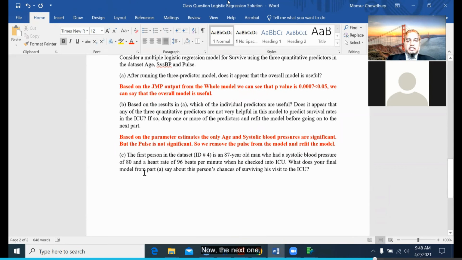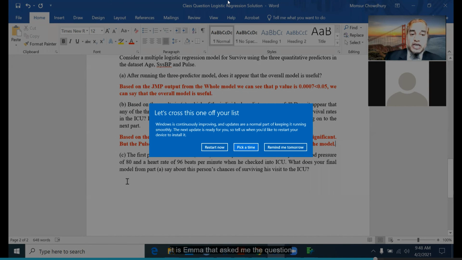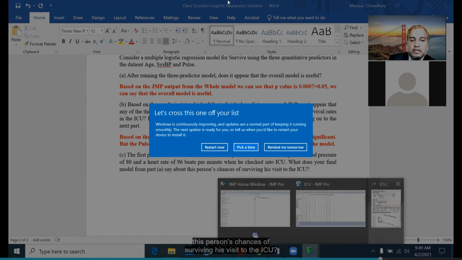Now the next one is the question that Emma asked me, how we can calculate the probabilities and so on. So here we are doing this part. The first person in the data set, ID number 4, is an 87-year-old who had a systolic blood pressure of 80 and heart rate of 96 beats per second when he checked into ICU. Now what does your final model from part A say about this person's chances of surviving his visit to the ICU?